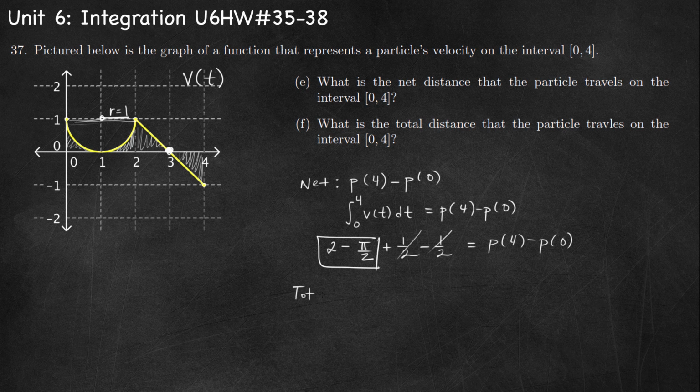Now total distance, we're going to find the area from 0 to 3. That's the positive area. So that was the 2 minus pi over 2 plus 1/2. And we're going to add the absolute value of the area from 3 to 4. So another 1/2. So this is going to give us a different answer. So now we've got the 1/2 plus 1/2 is 1, plus the 2 is 3, minus pi over 2. So the total distance traveled is 3 minus pi over 2.